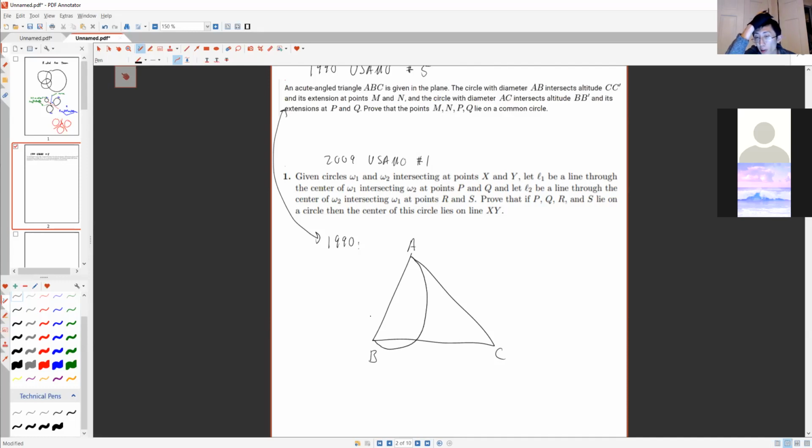It says the circle with diameter AB intersects the altitude of C at two different points. So what are some special points that this circle should intersect? Maybe let's draw it a bit better. Right. For instance, if I label these 2 points, what should those 2 points be in the triangle, if AB is the diameter of this circle?